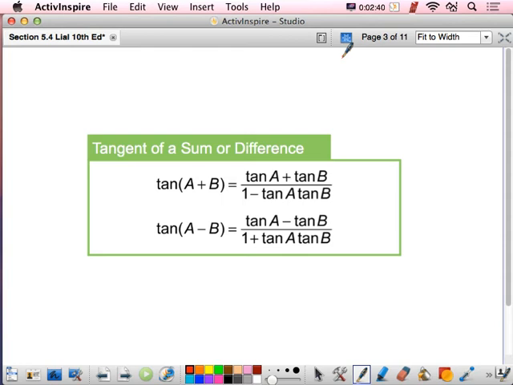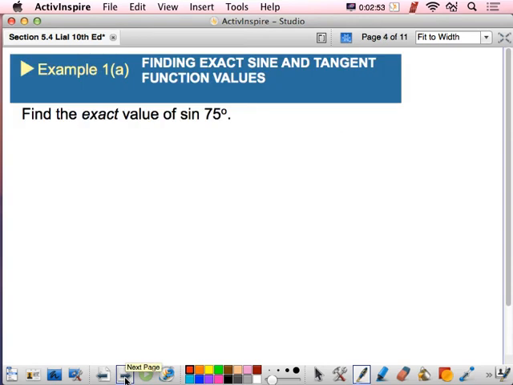So you need to commit all six of those. Cosine A plus B, A minus B, sine A plus B, A minus B, and tangent A plus B, A minus B. You need to commit those to memory and be prepared to use them. Good. Starting now. So let's use these to find the exact value of the sine of 75 degrees.